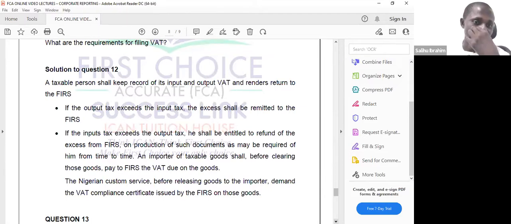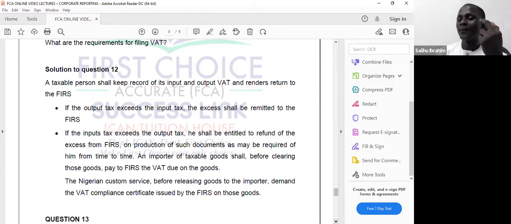And your VAT is expected to be remitted within 21 days after the end of the previous month. So the VAT for March will have been remitted on or before 21st of March 2022.